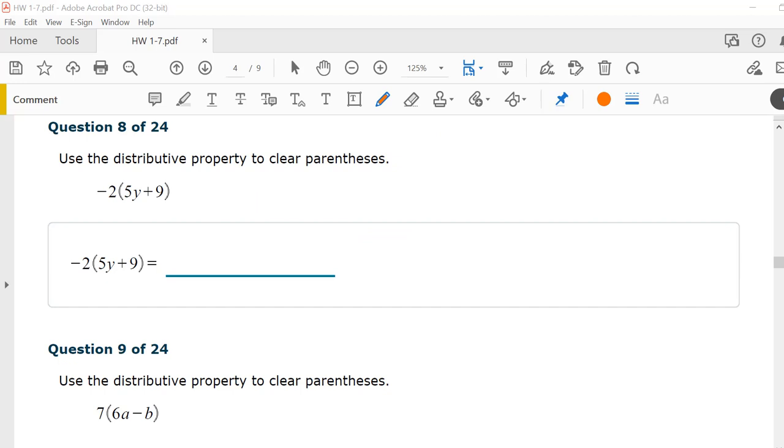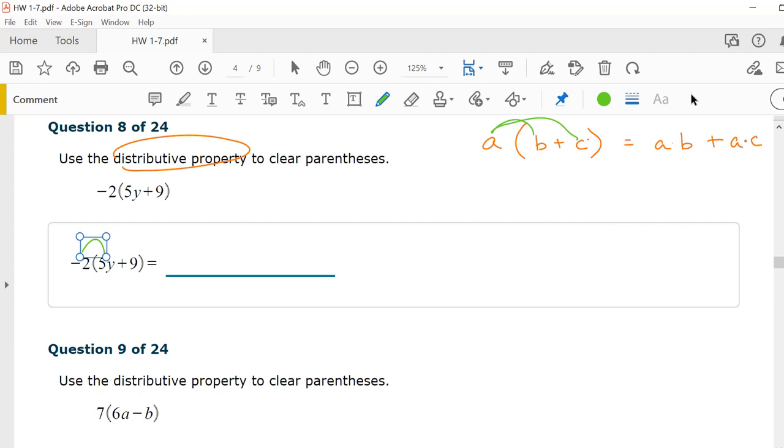All right, number 8 says to use the distributive property to clear the parentheses. This is a new term here in this homework set. The distributive property says if you have A times B plus C, you're going to distribute the A and say A times B plus A times C. So on our example, negative 2 parentheses 5y plus 9, I'm going to do the negative 2 times 5y plus negative 2 times 9.